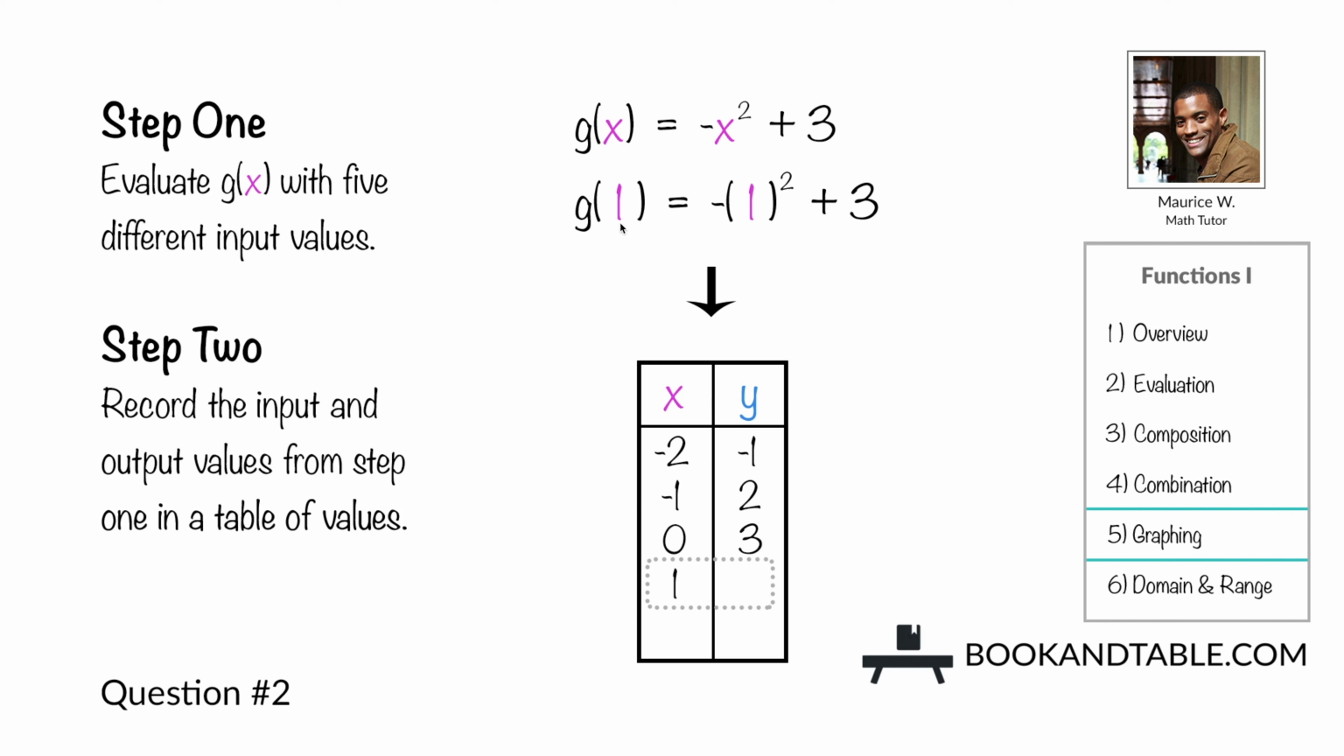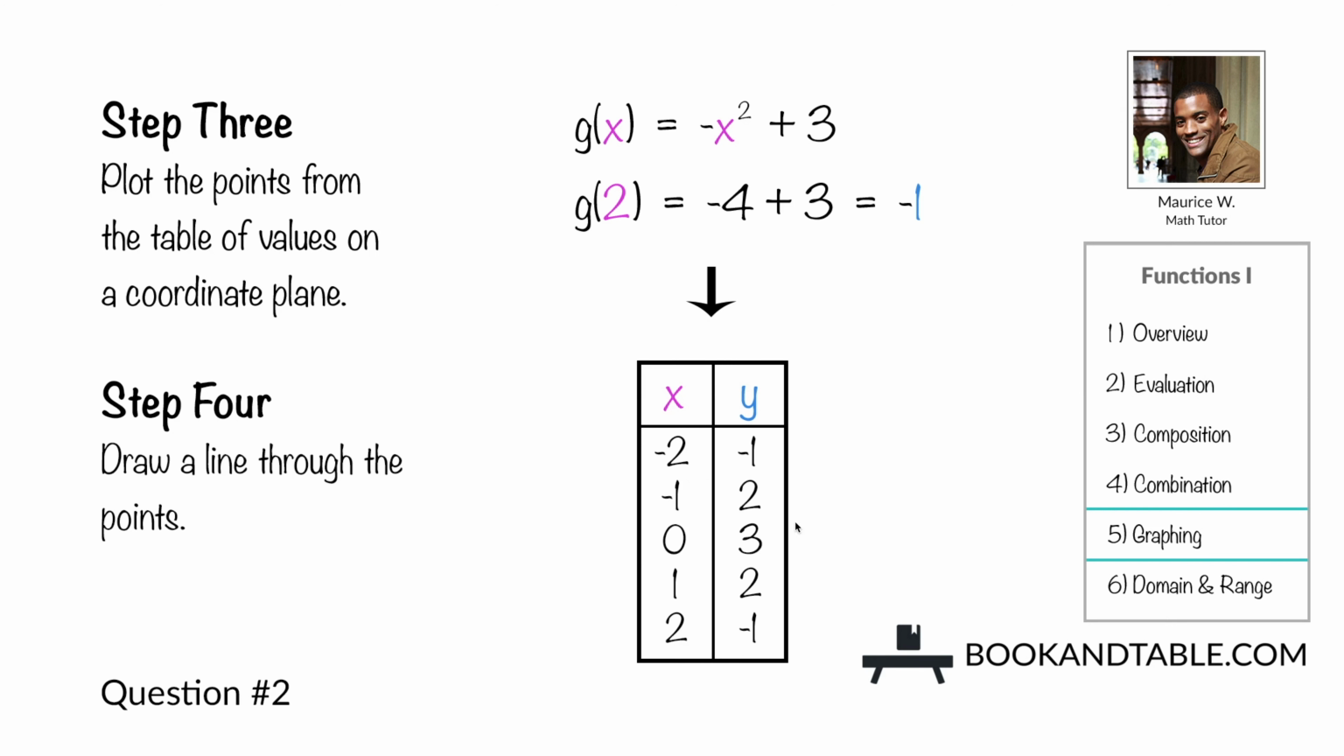We then plug in 1 for x, showing us g(1) is equal to -1 squared, which is -1. Plus 3 would be positive 2. So the input is 1, the output is positive 2. g(2) is equal to -2 squared, which would be -4. Plus 3 would be -1. So our input is 2 and the output is -1.